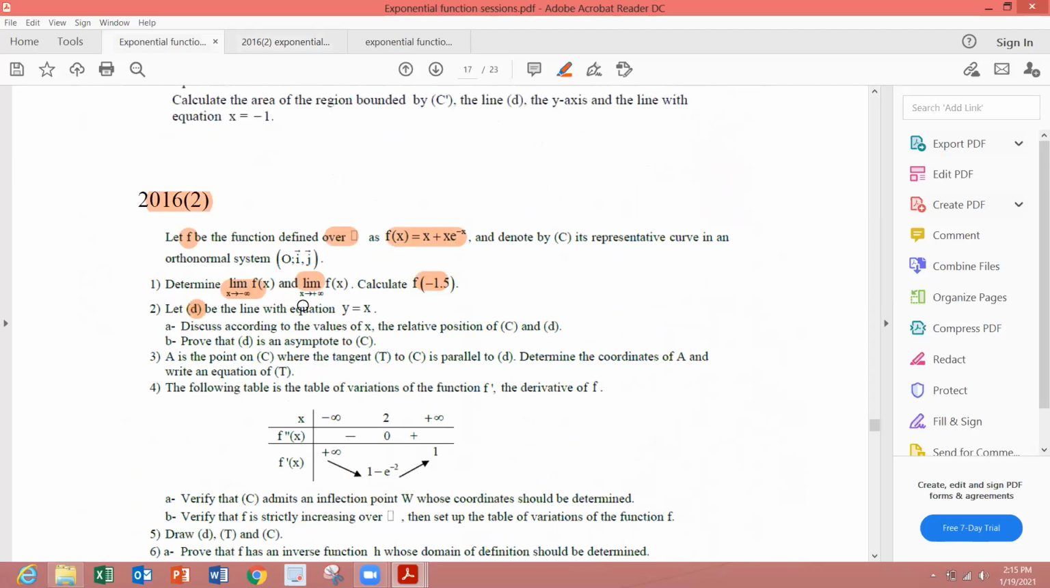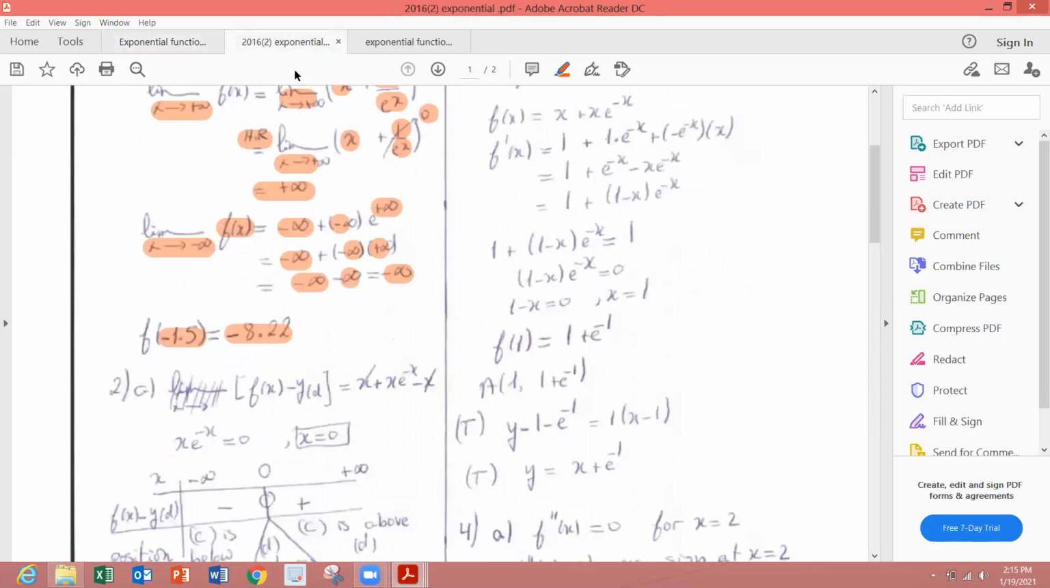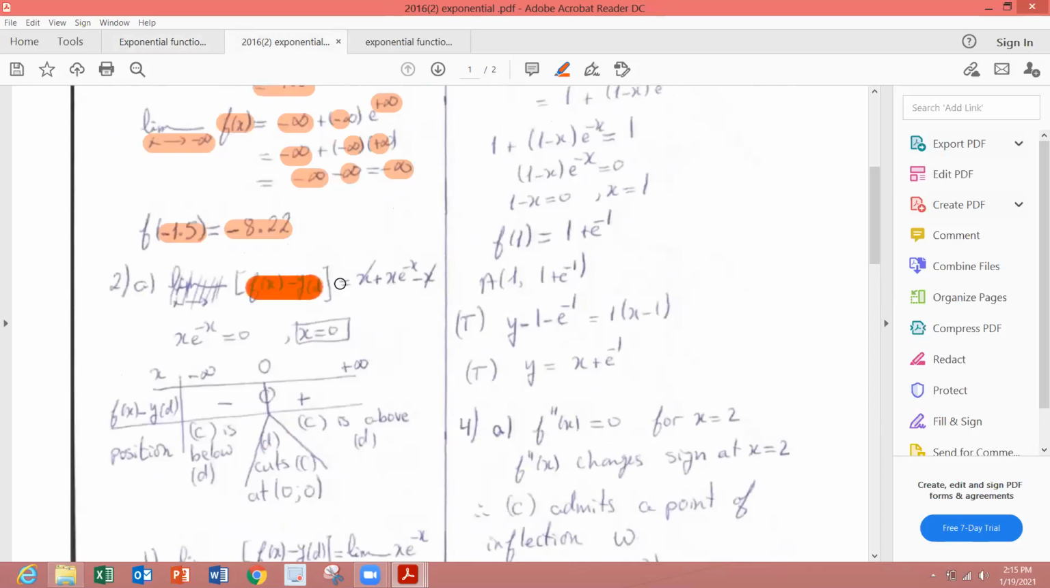We have D, a line of equation y equals x. Discuss, according to the values of x, the relative position of C and D. What tells about the position between a curve and a line? f(x) minus y_D. f(x) is x plus x e to the minus x, minus y_D which is minus x, so x minus x is 0 and we are left with x e to the minus x. We need to study its sign.